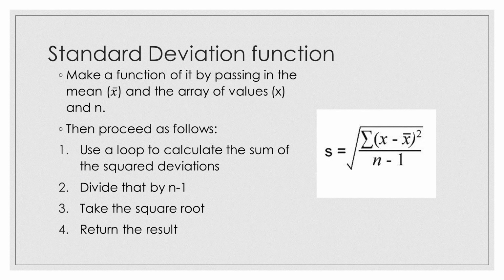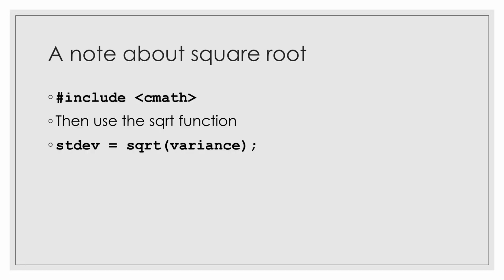So what's our algorithm? Use a loop to calculate the sum of the squared deviations. Divide by n minus 1, take the square root, return the result. That's the standard deviation. So what have we learned so far?